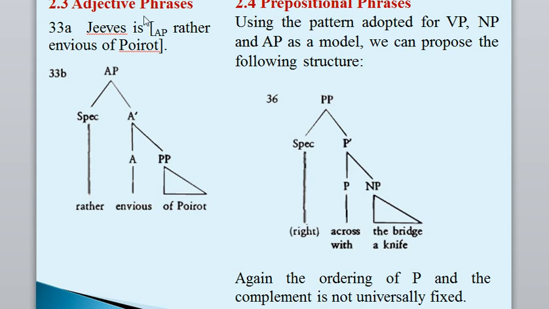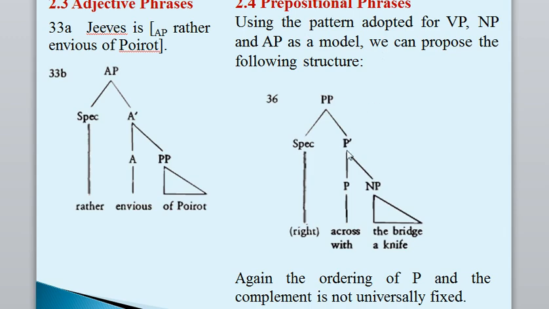First, look at this example of adjective phrases. For example, Jeeves is rather envious of Poirot. You see, this is a kind of adjective phrase. The head adjective envious combined with the prepositional phrase of Poirot produces A-one-bar, A1 bar. Then this A1 bar combined with the specifier, rather, produces the maximal projection, adjective phrase. This is like the verb phrase and noun phrase. It shows a kind of layered structure. Again, in prepositional phrases, we can see the same structure.